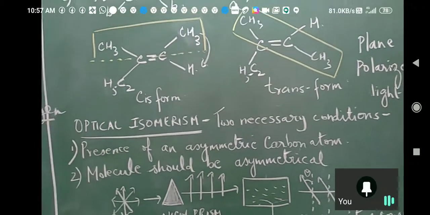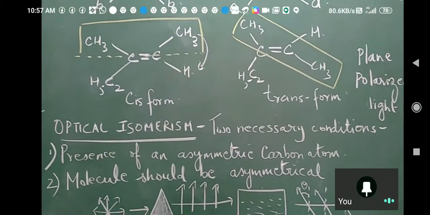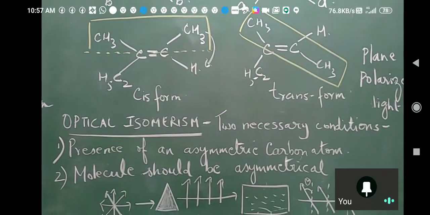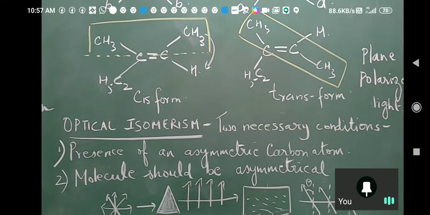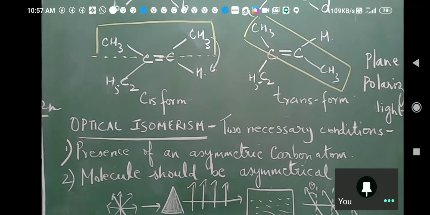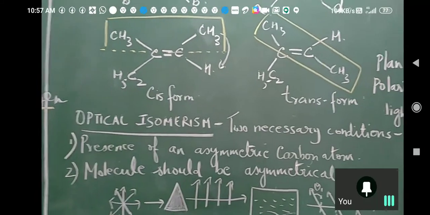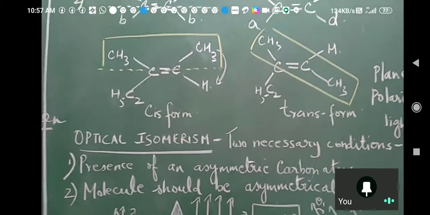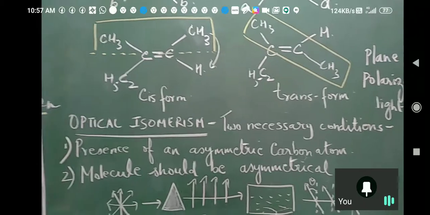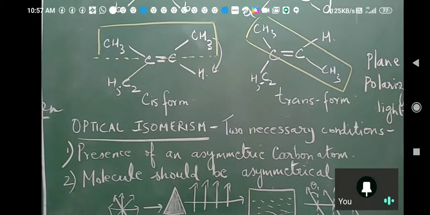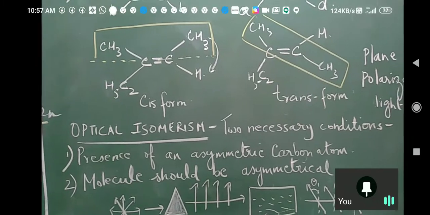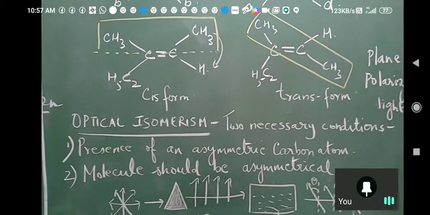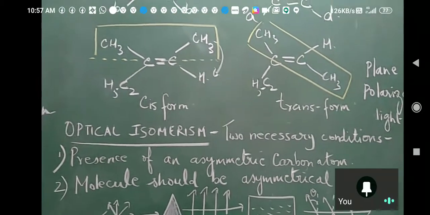Correct. Second one, molecule should be asymmetrical. This is a very necessary condition. Second condition, if both the conditions are not met, it will not show optical activity. If only one is present, second is absent, it will not show. Second is more important than the first one. Sometimes a molecule has two or three asymmetric carbon atoms, but still it does not show optical activity. I will give you just now example of such a molecule. Molecule should be asymmetrical. Have you written that?